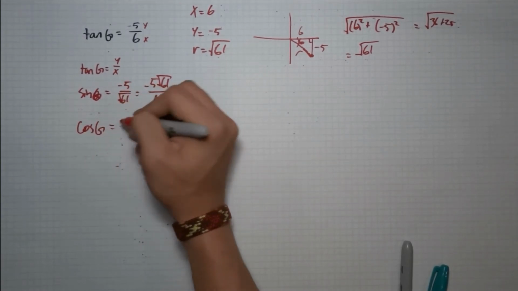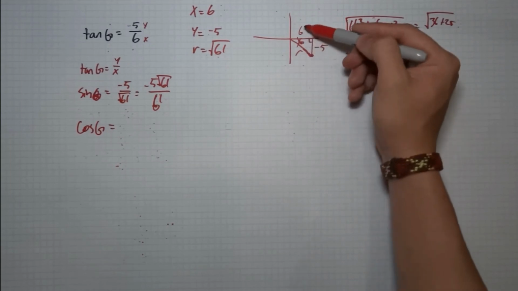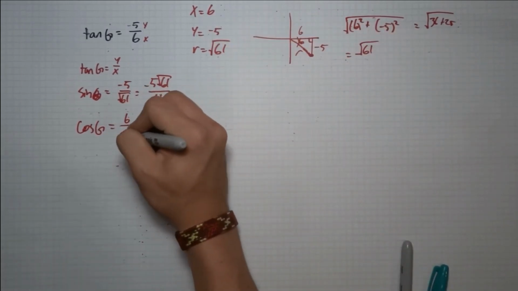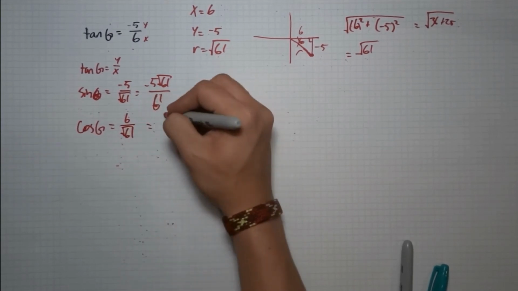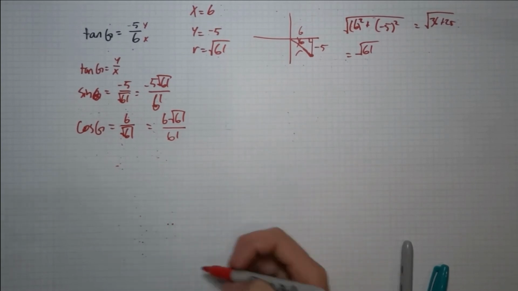Cosine of G is going to be x over this, so it'd be adjacent over hypotenuse, which would be this part, 6 over the square root of 61, which is going to give us 6 root 61 over 61, and that can be simplified.